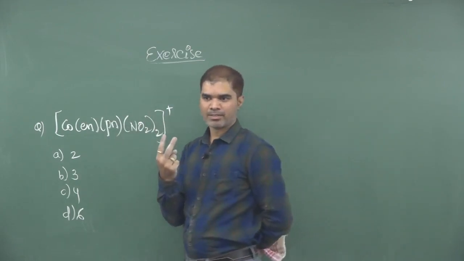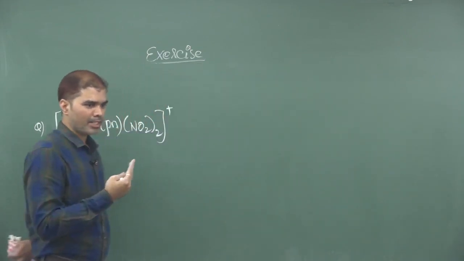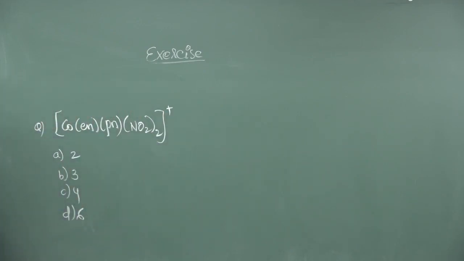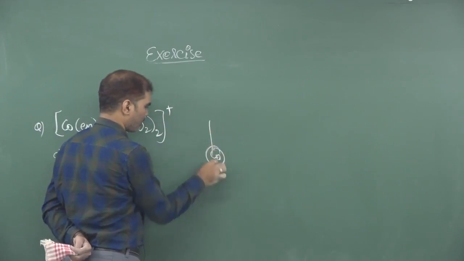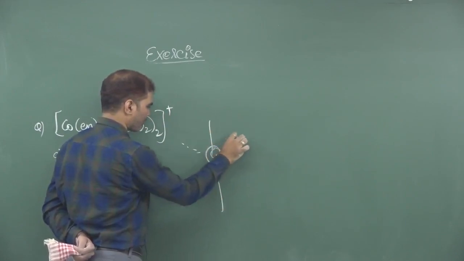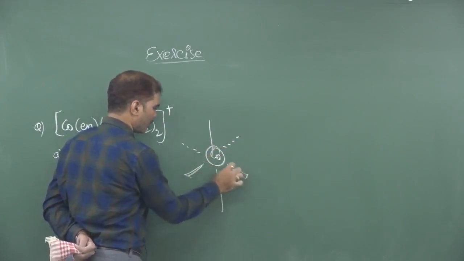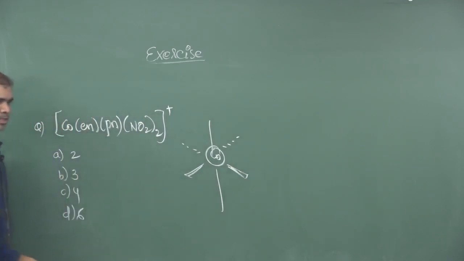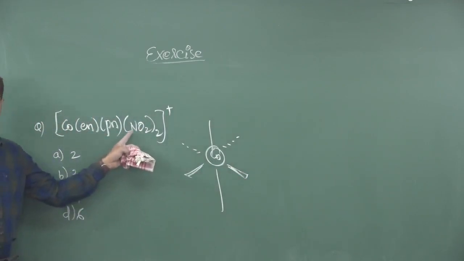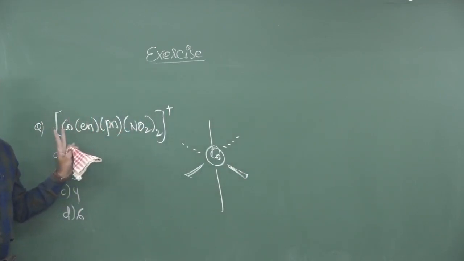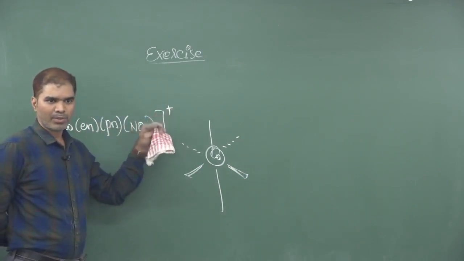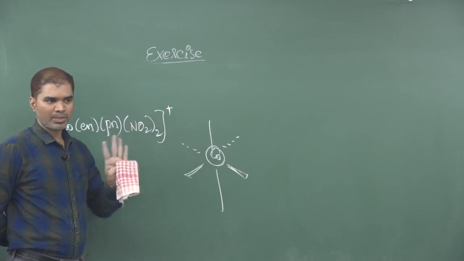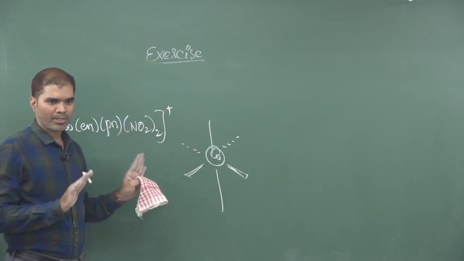There are 2 chelating rings. How many? 4. The question is only about geometrical isomers, so you should not include any linkage isomers and so on. Only geometrical isomers must be mentioned. Though there is NO2, with NO2 you will get again NO2, ONO and so on. Those things should not be included. I just want geometrical isomers.